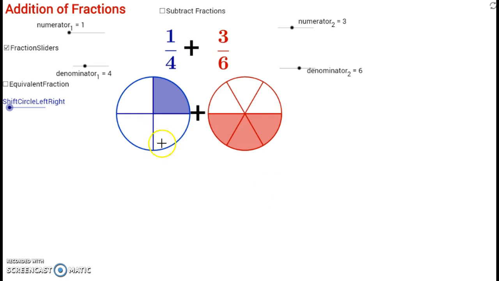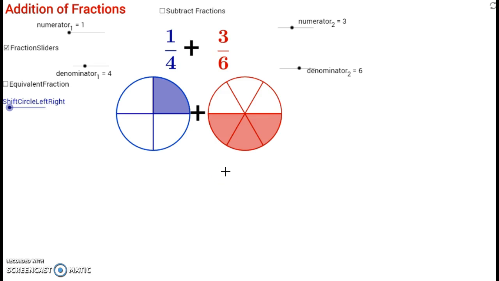Now, if we took the time to draw circles and divide them into equal parts, they would look like this. You can see that this circle has 4 parts and one section is shaded in, and this circle has 6 parts and 3 of those parts are shaded in. Now, this should look familiar to you since we worked with this when we've discussed fractions before.